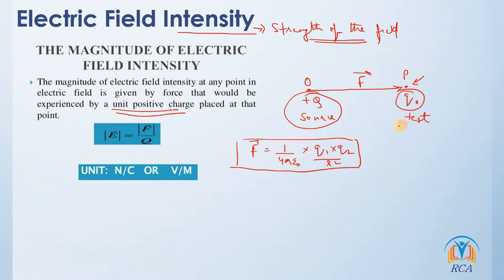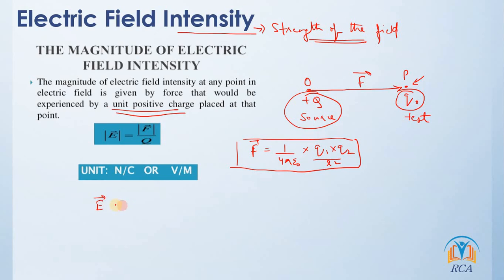Yes, it is calculated for the point at which the test charge is situated. But if you have to find the electric field intensity, it will always be for the source charge. That means the electric field intensity will give you the strength of the field of the source charge, and it will not be dependent upon the field of the test charge. Always remember this.